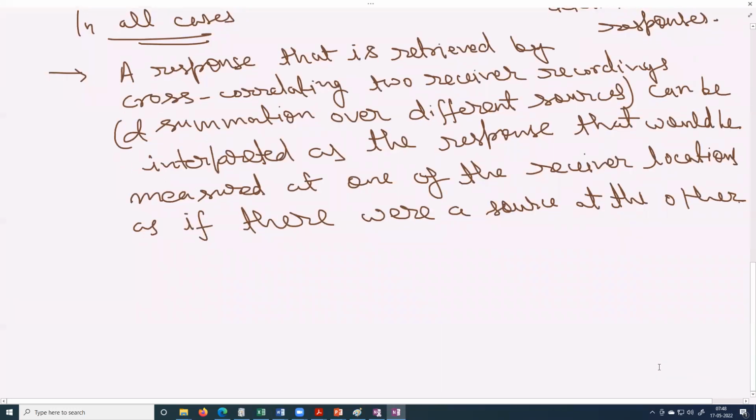So when you are considering a virtual source at one of the receivers and having the response on the other, then that virtual source may be known as the point source. So that point source response will be equal to the Green's function that is convolved with the wavelet. So that is why you can say that seismic interferometry is often called Green's function retrieval. So this is an important point.